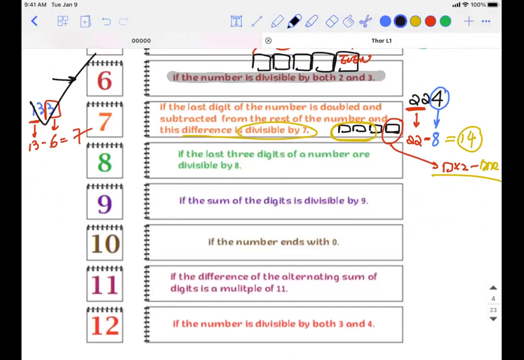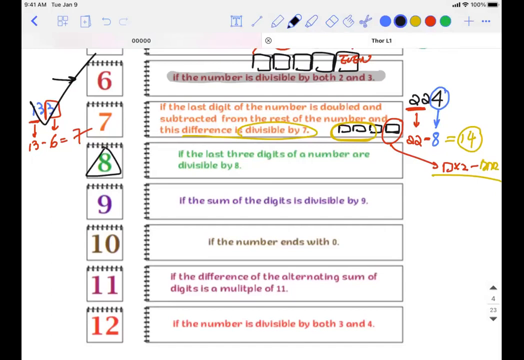So a student asked a question: what if the result is negative? Okay, if the result is negative, it doesn't matter because the rule just says the difference between the two. I don't really care who divides who, who is the first one, who is the second one. So that's actually something we can do. Okay, let's go to number 8.